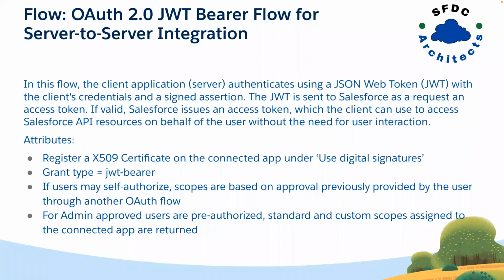If the connected app is set to users may self-authorize, then the scopes are based on the approval of that user of whatever they've done in the past to access Salesforce. So whatever scopes they've had available in the past, they're able to use now. If the connected app is set to admin approved users or pre-authorized only, then the standard and custom scopes that are assigned to the connected app are returned. So this is a little bit different. The scopes depend on how you've allowed the connected app to be used by users.